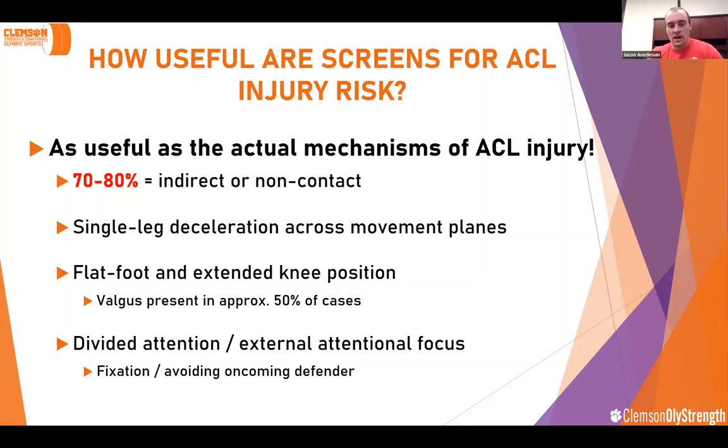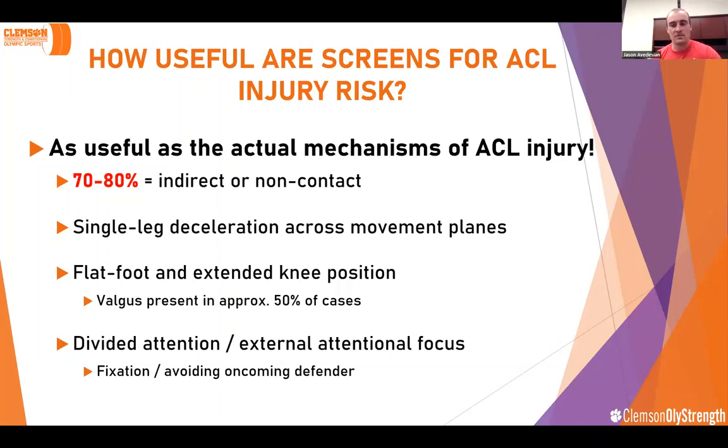As I mentioned before, what we're seeing now is this flat foot and extended knee posture. And some of the more recent data has shown that valgus isn't necessarily present in every case. In some of these larger scale studies from a video analysis standpoint, we're seeing valgus presence in about 50% of actual ACL injury events. And as I mentioned in the previous slide, this idea of sensory motor integration, where we're seeing these events occur under divided attention, external focus type of conditions, where they're fixating on an object or they're avoiding a defender, is typically where ACL injuries are occurring.